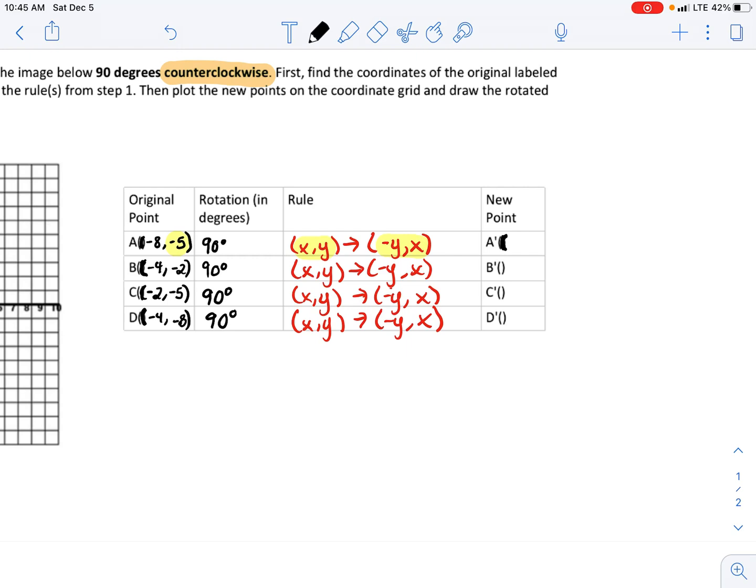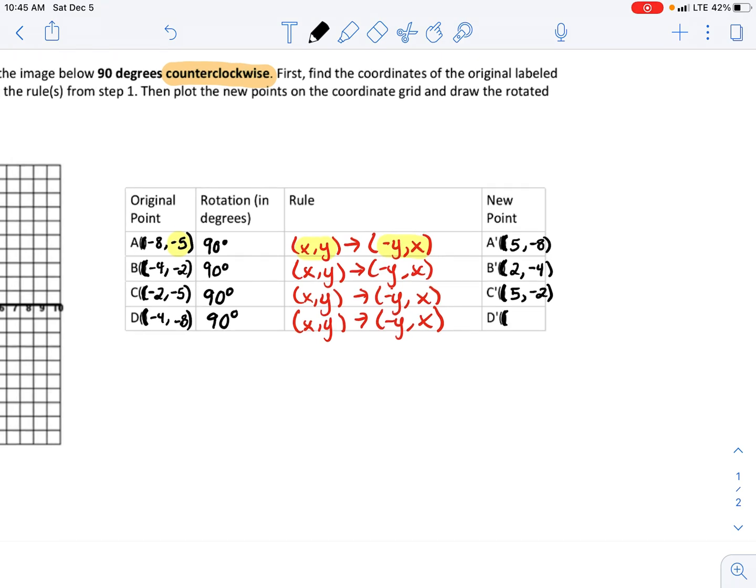So the opposite sign of that is going to be my first number, so I'm going to write 5. And then the second number is my x value from my original point, so that's just -8. Okay, let's do the same thing with point B. My original y value is -2. So instead of -2, that's going to become +2. And my x value is staying the same, so that's just -4. Now looking at my point C, that y value is -5, so it's going to be the opposite sign of -5, which is +5. And again, my x value stays the same. And then for my new point D, I'm going to have 8, -4.